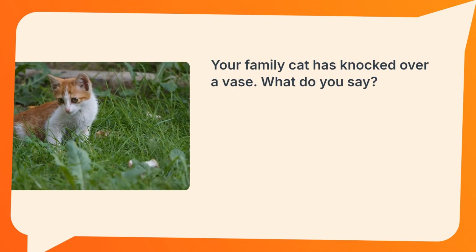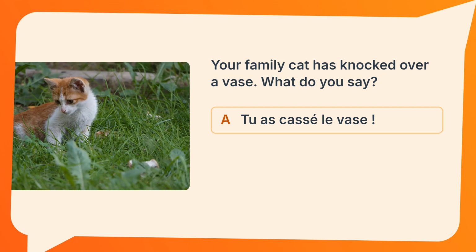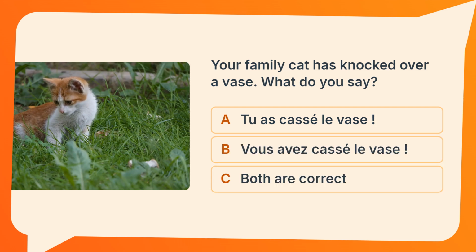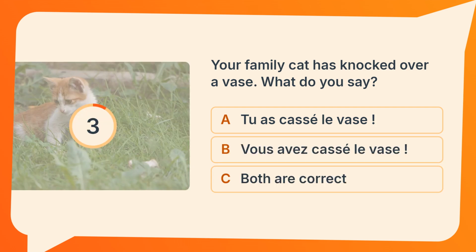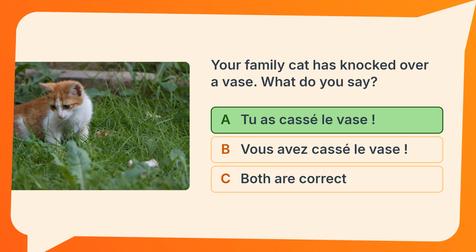Your family cat has knocked over a vase. What do you say? Tu as cassé le vase. Vous avez cassé le vase. Or are both options correct? The correct answer is tu as cassé le vase. This is because we always use tu when speaking to animals.